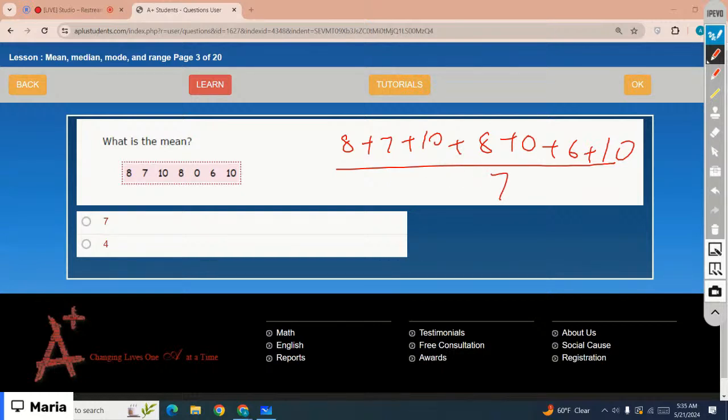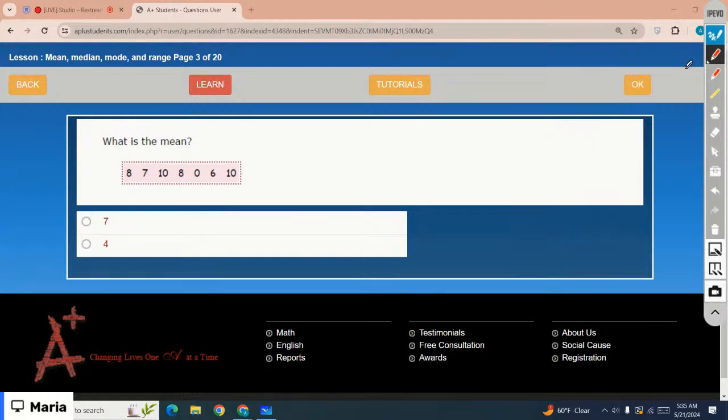Let me just add, that is 8 plus 7 plus 10 plus 8 plus 0 plus 6 plus 10, that is 49, and 49 divided by 7 is 7. So that means the mean of the numbers is 7. So the correct option is option number 1. It is 7. Got it? The correct option is 7.